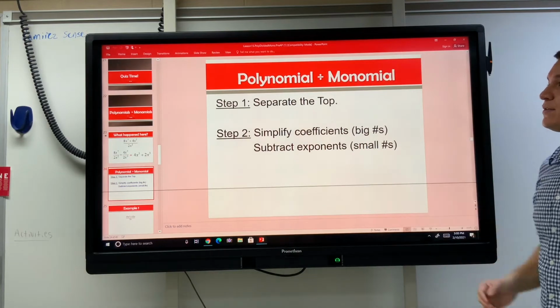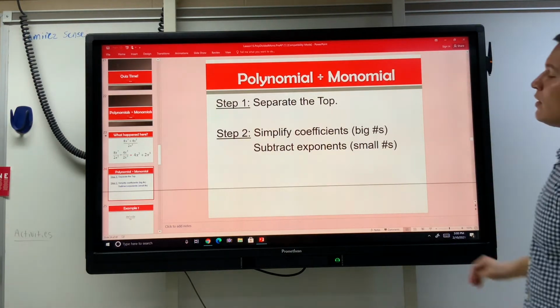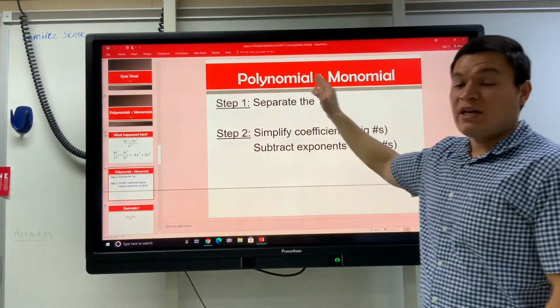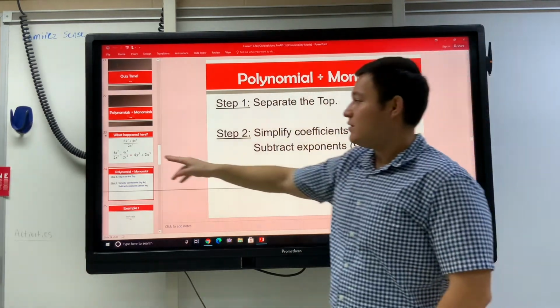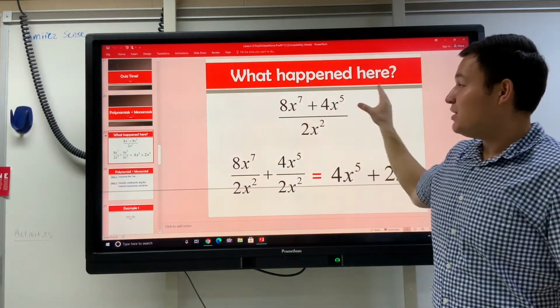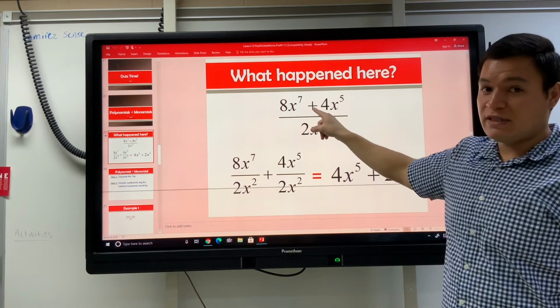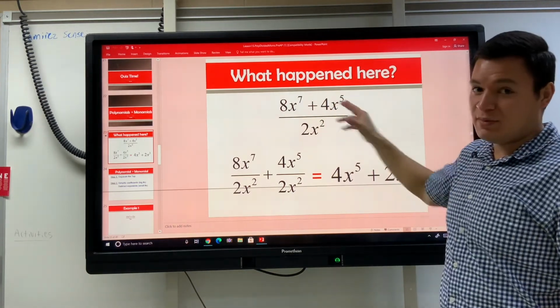Here are the steps. Whenever you have a polynomial divided by a monomial, separate the top, which means we just had two pieces or more. You're going to separate them and copy whatever sign is in between. If it's a plus, copy that plus. If it's a minus, put that minus in between the two fractions.